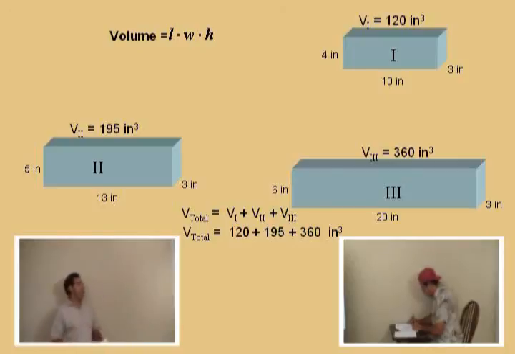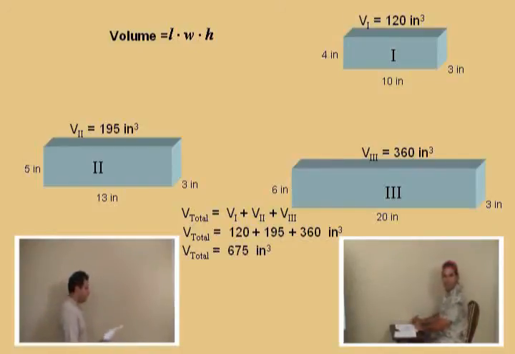Anyway, so finally, add them all up, Charlie. Go. Let's see you do some kung fu math on this. All right, we'll give you time to work it out. Enough time, Charlie. What's the answer? 675 inches. Very good. 675 cubic inches is our answer.